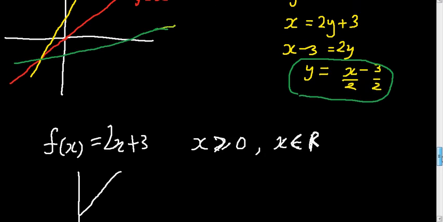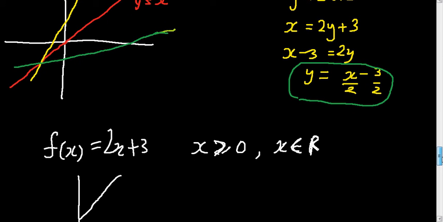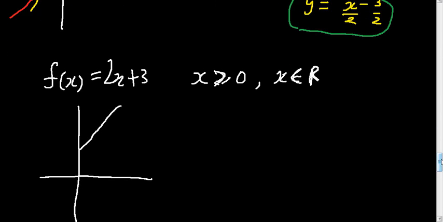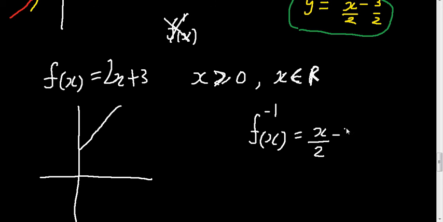Now you know what the inverse function is: y = x/2 - 3/2. I'm still going to use the f(x) notation to show the inverse function. If you want to show the inverse function using f(x) notation, you've got to put a minus 1 there. It's not a dash, because that means you've differentiated it. It's not the derivative, it's the inverse, so you put a -1, and the inverse function is x/2 - 3/2.